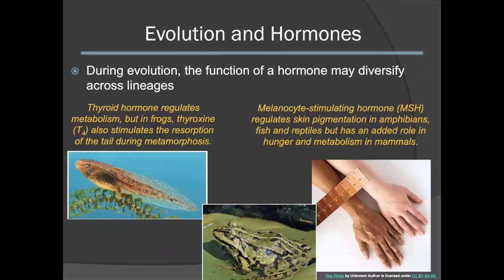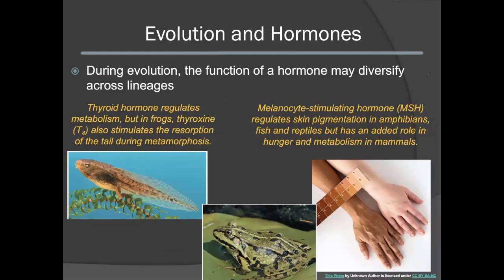During the course of evolution, we can also see that the function of a hormone can diversify across lineages. Thyroid hormone, for instance, is important in regulating metabolism. However, in frogs, T4 has an additional role. High levels of T4 can stimulate the resorption of the tail during metamorphosis. Thus, it has an important effect on the development of adult structures.